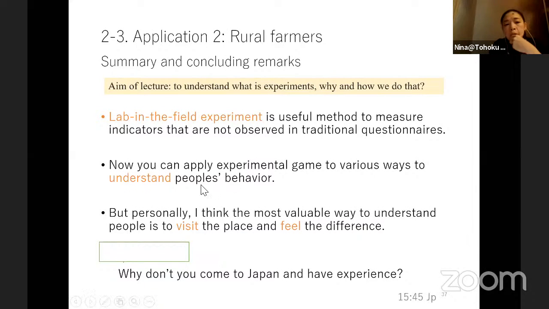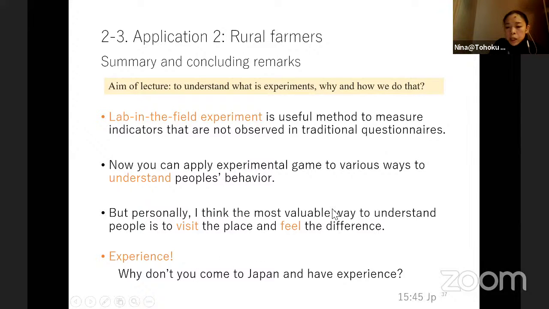But personally, I think the most valuable way to understand people is to visit the place directly and feel the difference. So in the last slide, or one before last, I want to recommend you to have experience in other countries, anywhere, Japan or UK or anywhere. I want to recommend you to go out.